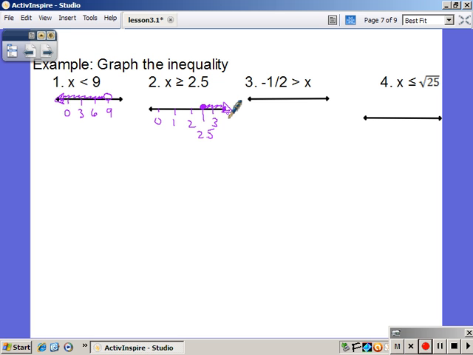Watch the next one. It's flip-flopped of what we would normally have. -1/2 is greater than x. Rewrite it so your variable's on the left. That's where we like it anyway. The point's pointing at our x. So x is less than -1/2. So I'll say -1/2, halfway between 0 and -1. No "or equal to," so open dot, x is less than -1/2. So my shading will come to the left.